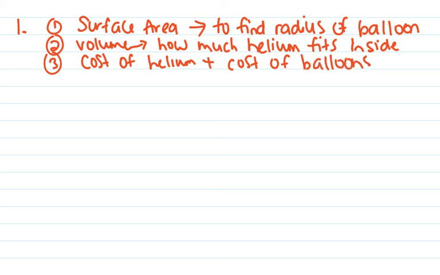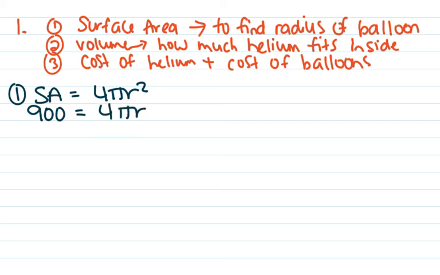Okay, so the first part is the surface area. So the surface area of a balloon or a sphere is 4 pi r squared. Now in the question it tells us that the surface area of a balloon when inflated is 900 centimeters squared. So we're going to write 900 in the place of surface area equals 4 pi r squared. We need to calculate r, or the radius. So we're going to start by dividing both sides by 4 pi.